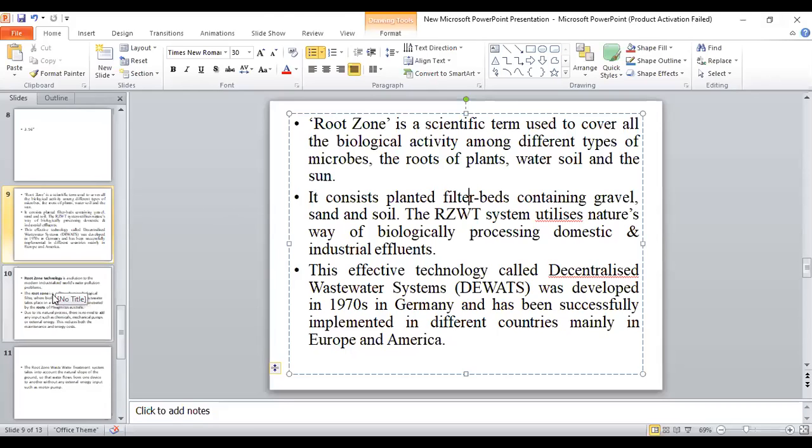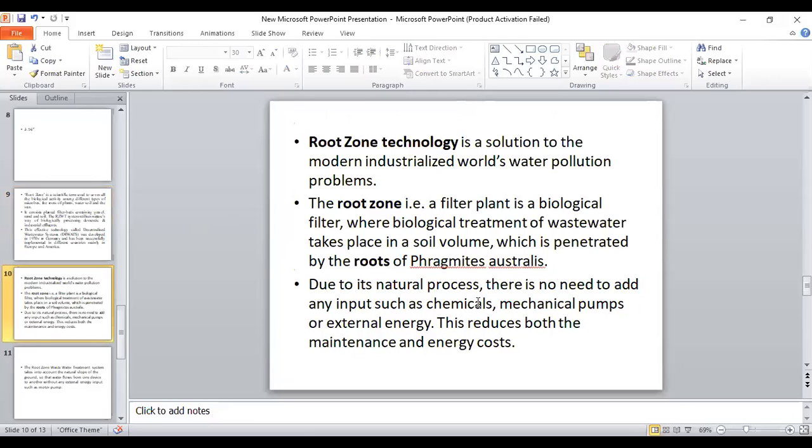Here we'll see. Root zone technology is a solution to the modern industrialized world's water pollution problem. Transportation of sewage from the entire city to one place is quite difficult, and sometimes it becomes hectic. In a crowded area or where there is very little funding, it also becomes difficult. So in that case, you can go for root zone technology in a particular colony or zone.